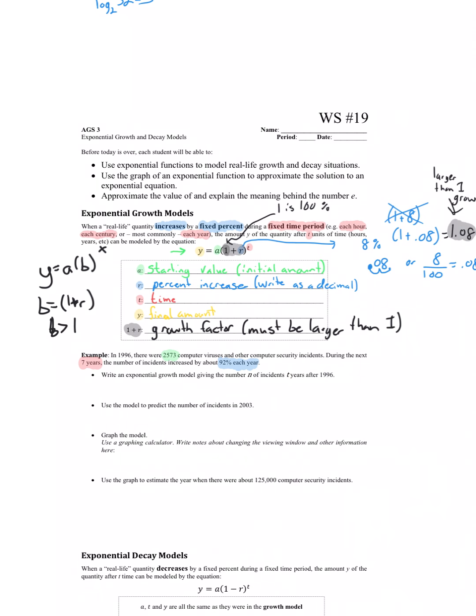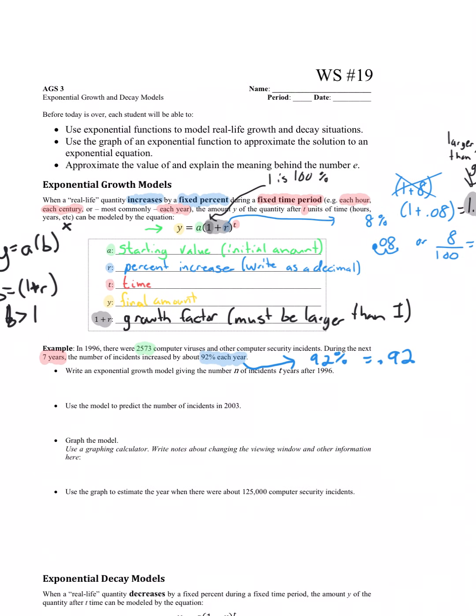92% each year. Well, 92% should equal 0.92 if we rewrote it as a decimal. And again, remember we could do 92 divided by 100. That's the easiest way to rewrite it as a decimal.